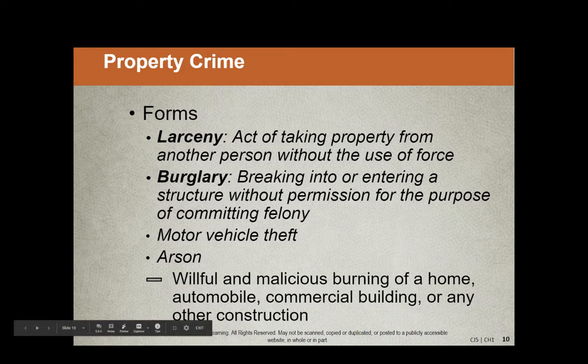Now, with property crimes, there are three major forms of property crimes, and we're going to look at these: larceny, burglary, and arson. Arson is also considered a property crime, although arson is very different, obviously, from larceny or burglary. A lot of people get larceny and burglary mixed up. So take a minute and look at what those differences are as you move through your notes and your slides.